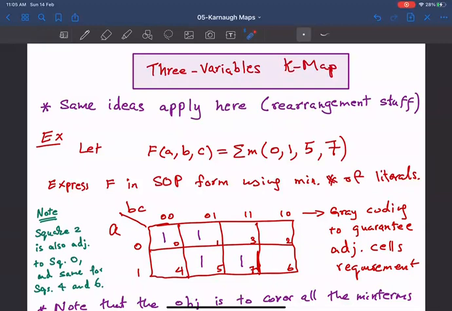Now we have this function, which is the sum of minterms 0, 1, 5, 7, and we would like to minimize it using a K-map. So we plot the ones of this function, which are at cell number 0. So minterm number 0 is here, it belongs to this function. And 1. Then 2 and 3 are missing, and 4 is missing as well. 5 is there, and 7 is there. So this is 7 here.